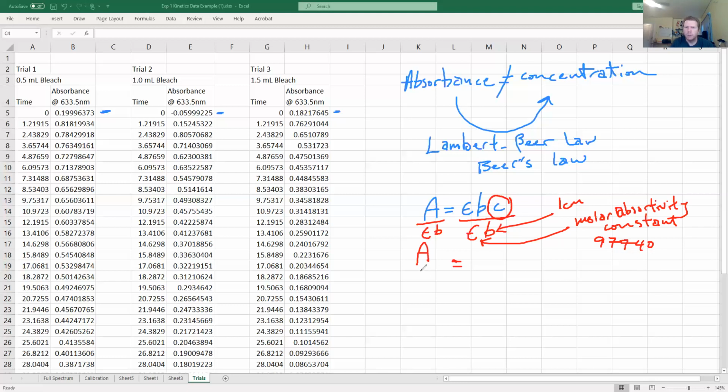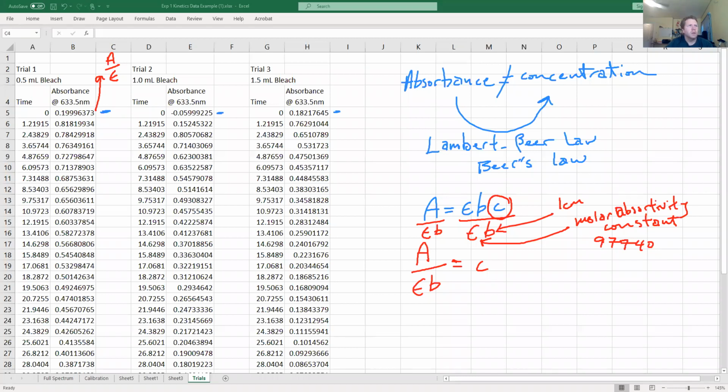So what we're going to do is divide by epsilon B, isolating concentration. Essentially what that means is we can take our absorbance, say this one right here, and we can divide it by, well, simply that 97,740. So in this piece of software, Microsoft Excel, it's kind of easy to do that.